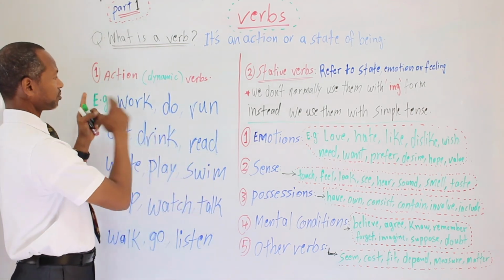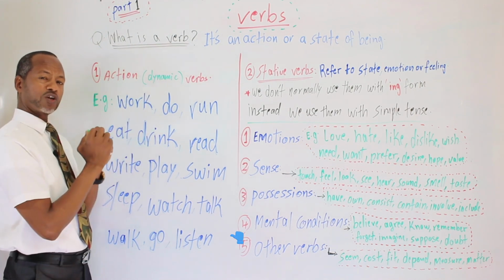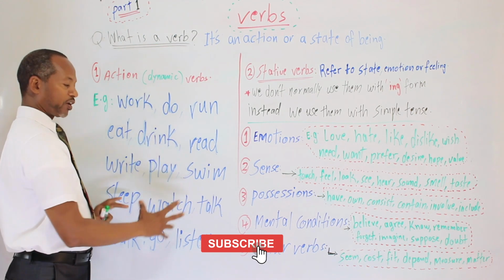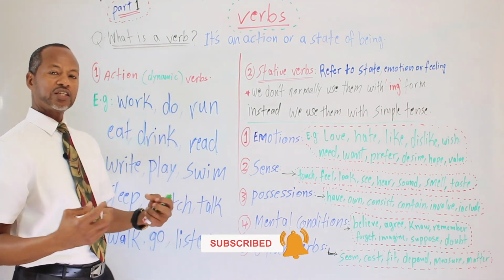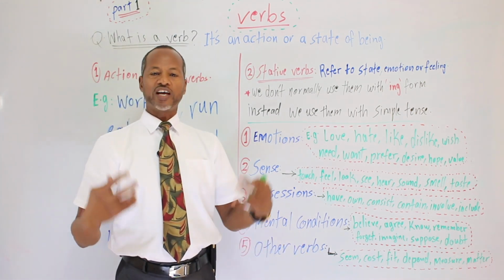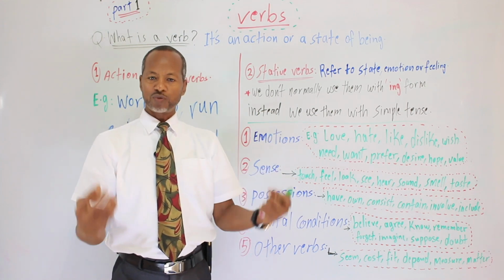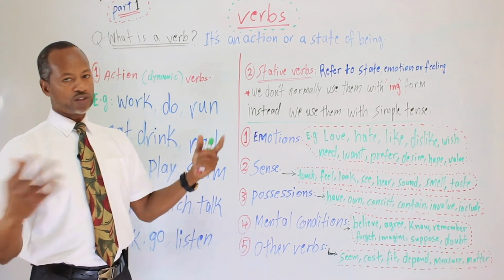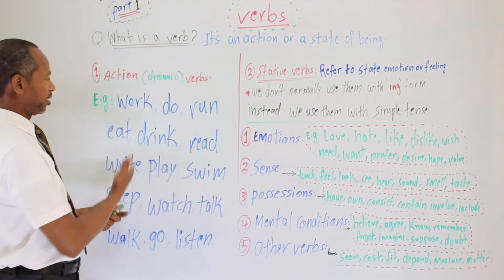First, action verbs, sometimes we call them dynamic verbs, okay? These are verbs that need action, involvement, you have to do some movement. That's why we call them action verbs or dynamic verbs. Okay, there are so many. Here are some of them.